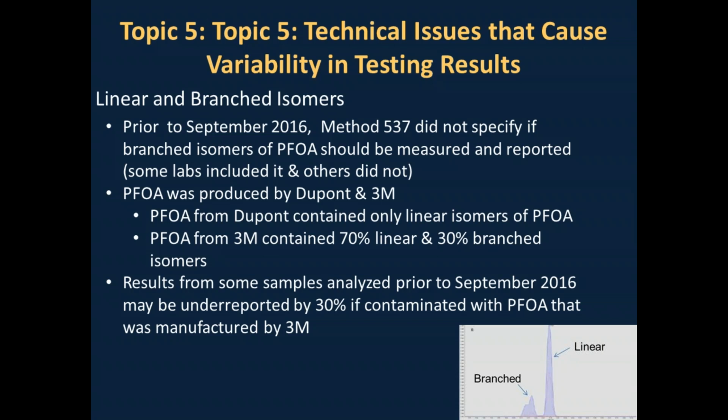This is important because PFOA manufactured by 3M contains 30% branched isomers, and so if the lab didn't look for that, your result could be 30% low if your contamination of PFOA came from 3M. Some PFOA doesn't have branched isomers though, and PFOA made by DuPont contained only linear isomers.